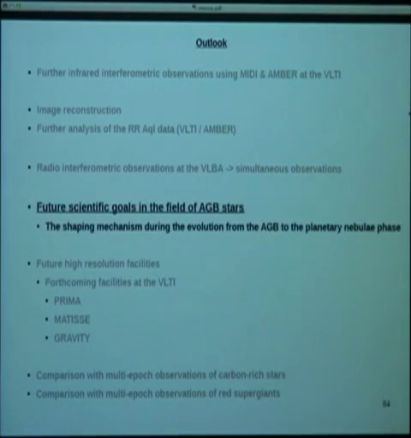Of course, we would like to understand what the shaping mechanism is, because we can see that the planetary nebulae are strongly asymmetric. And we would like to see at which phase, or what is the reason for these asymmetries, because it is known that also AGB stars already show some asymmetries. So we want to understand at which point, what is the starting point.